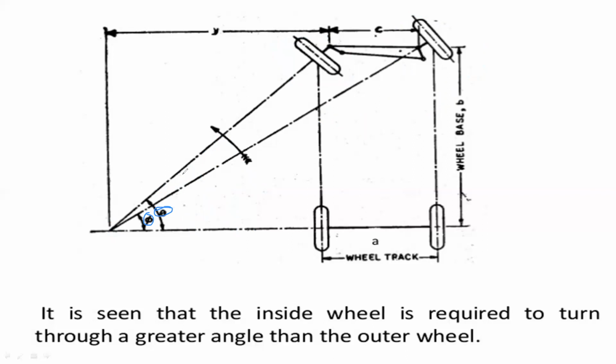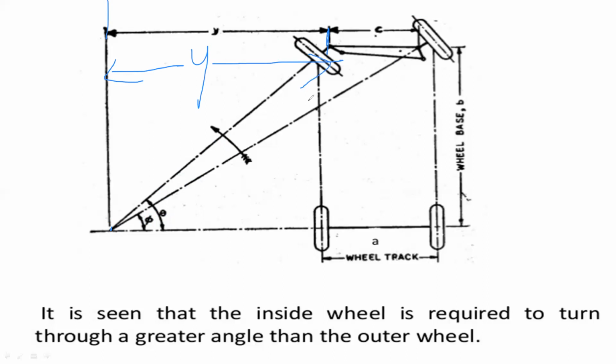That is the maximum turning getting the inside wheel. Okay, and you can see, the distance between the center point to the inside wheel is noted as y.